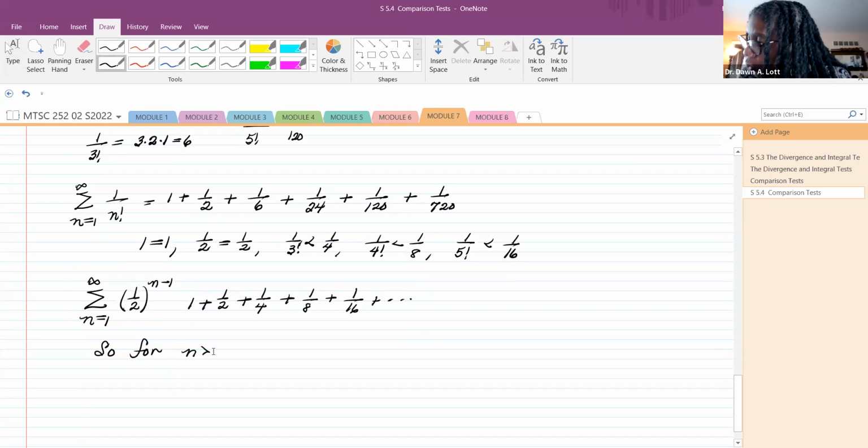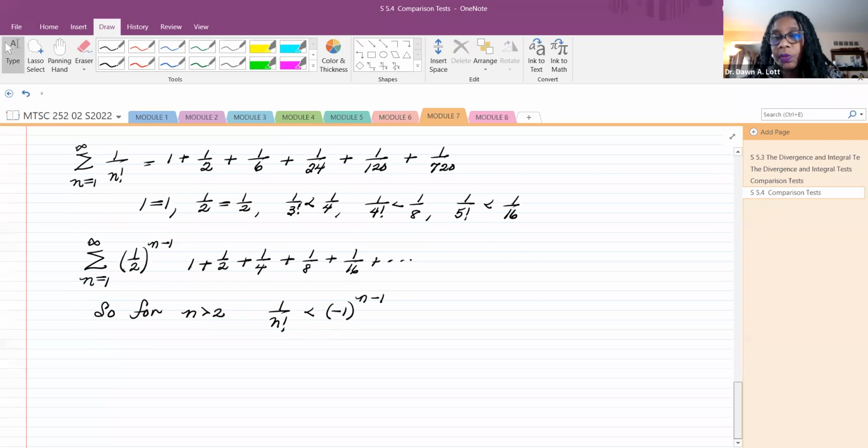So when n gets bigger than 2, 1/n factorial becomes smaller than 1/2 to the n minus 1. Okay, so therefore, what can we say about, and this should be 1/2. Okay, so what can we say about this series? Summation n equals 1 to infinity of 1/2 to the n minus 1.